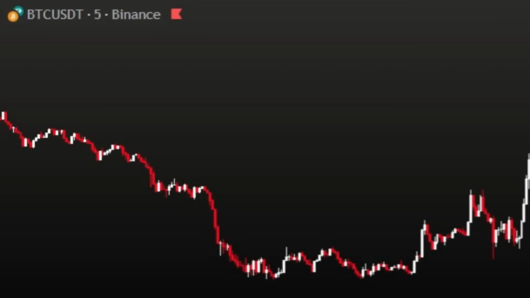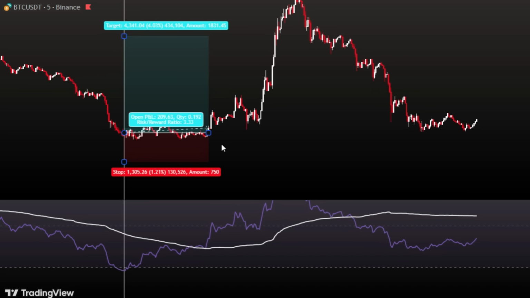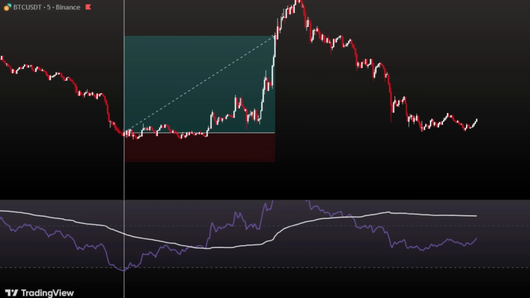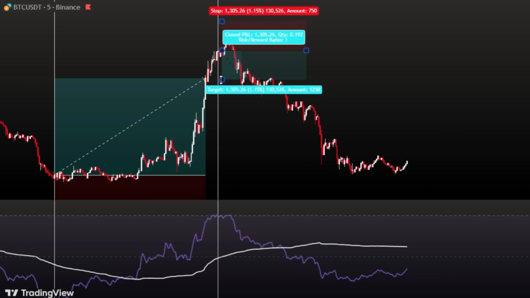Let's check some examples on Bitcoin 5-minute timeframe. In this chart, the RSI moved into oversold zone. If I mark the tip of it, you can see the results for yourself. It works similarly when it reaches the overbought zone.